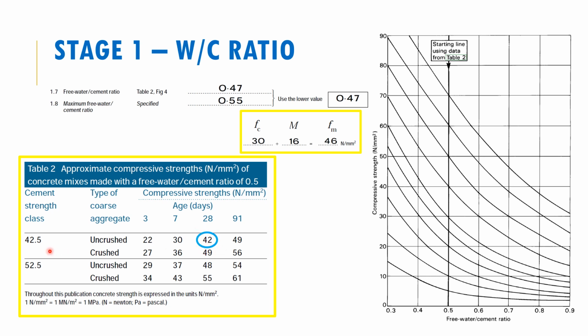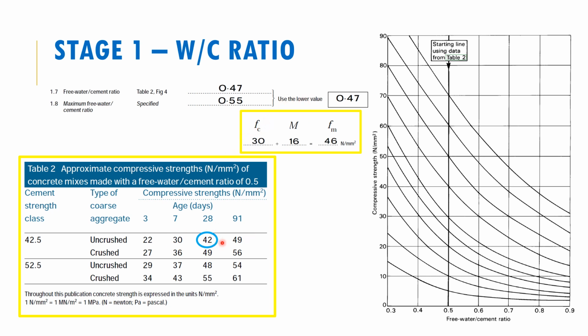How did I obtain that? Well, our cement strength class, if you refer to the previous steps, was 42.5 as specified by the client. The aggregate type, of course, was uncrushed, and the compressive strength that's required was specified at 28 days. So all of this information guides us to this value that's highlighted over here.